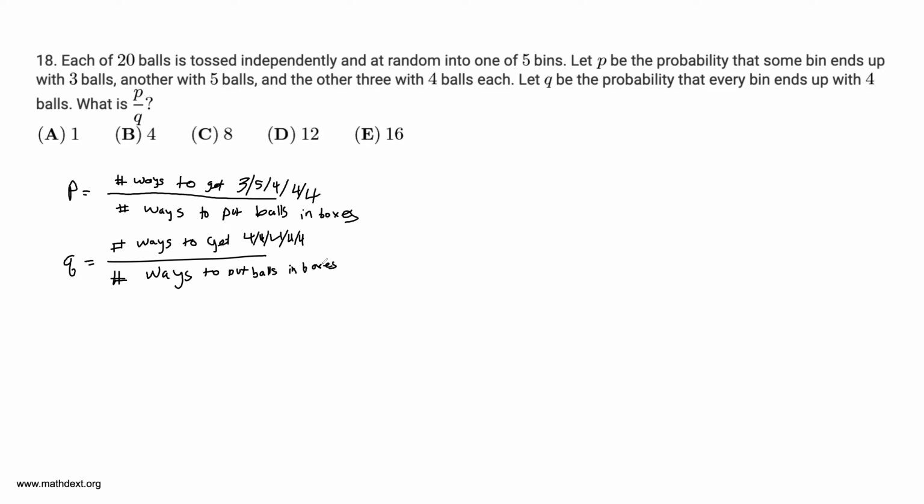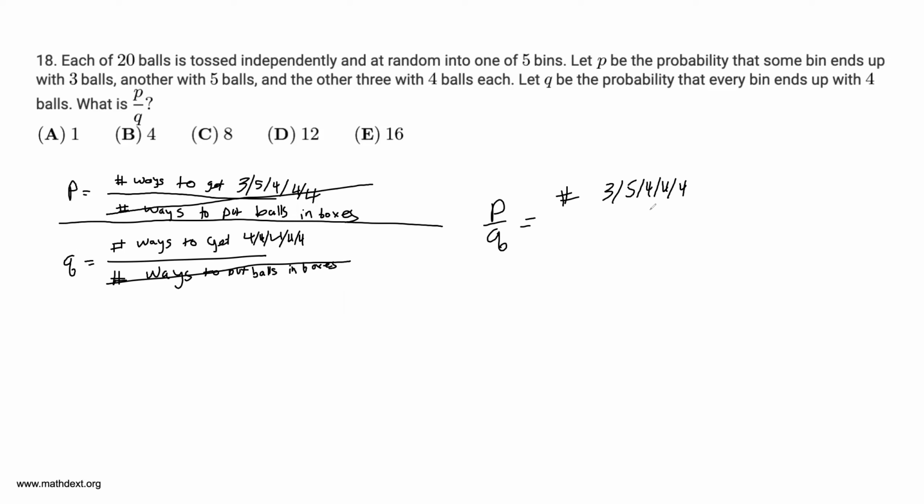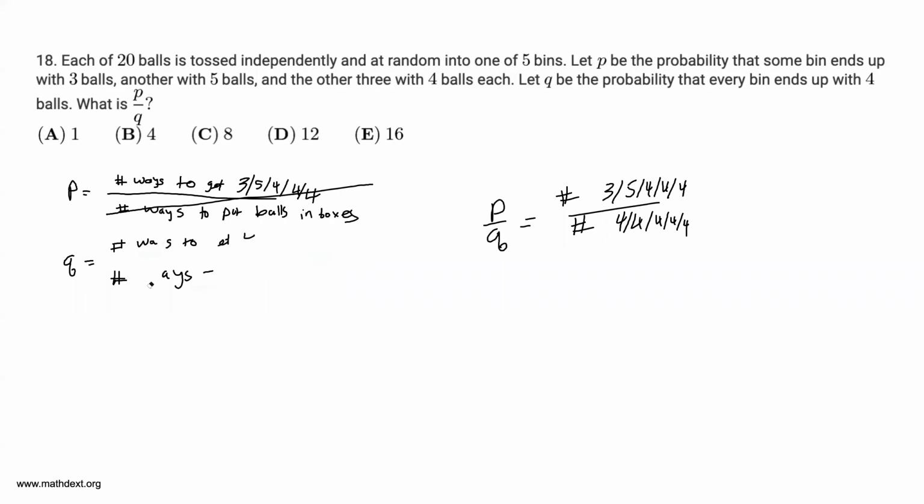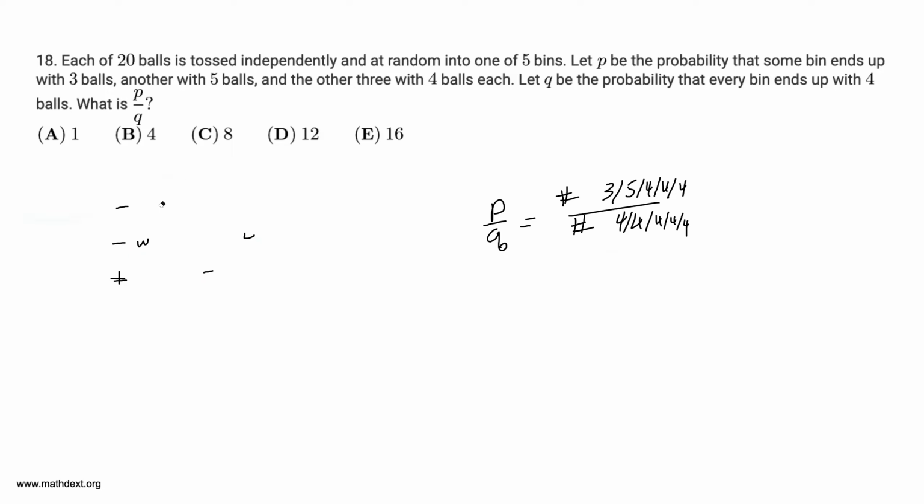You see that if you have P divided by Q, you're going to get this divided by that. And if you take a look, you actually see that this denominator cancels with this denominator. So P over Q is equal to the number of ways to get a 3, 5, 4, 4, 4 split divided by the number of ways to get a 4, 4, 4, 4, 4 split. And how many ways are there to do that? Well, we can count the number of ways for the numerator and for the denominator, and we can divide them by each other.